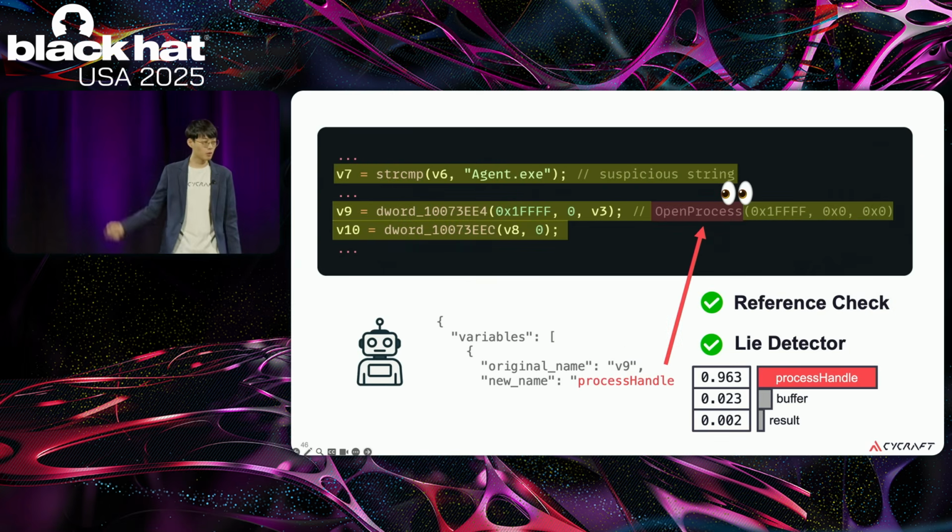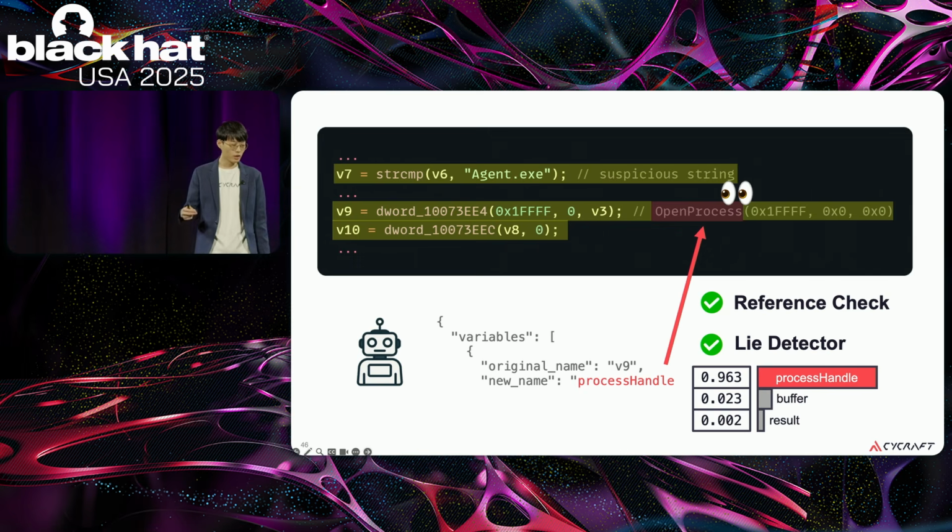So for example, in this malware, we can see that here we ask the language model to rename the v9 variable. And the result is the language model wants to rename it to process handle, the red line here. And we will use the reference check and lie detector. So first, the reference check, we see that it is focusing on the open process. So this is our external clue we generated in the first step. So we see it is focusing on the right spot. So the validation is correct.